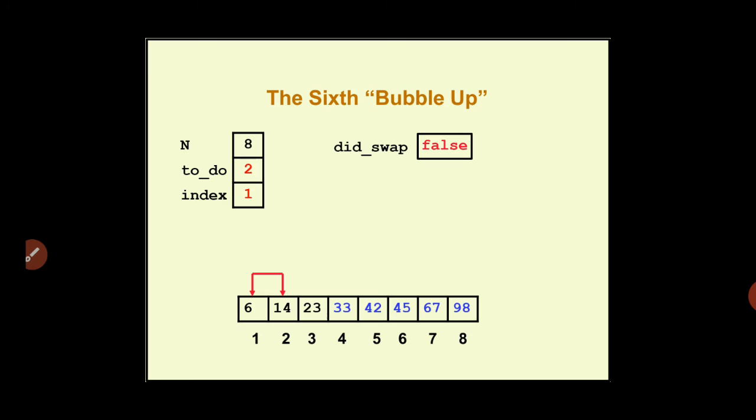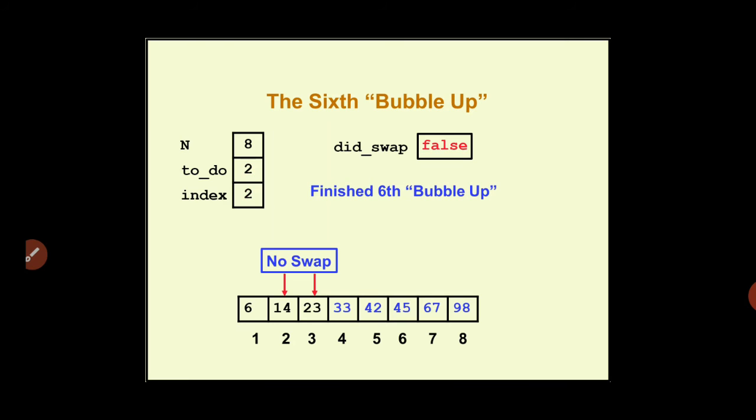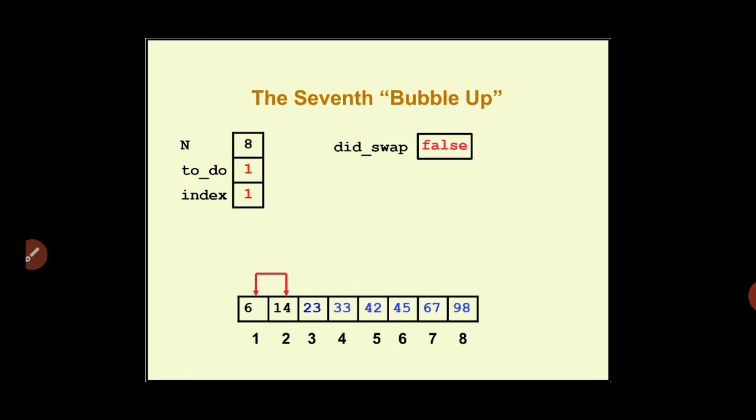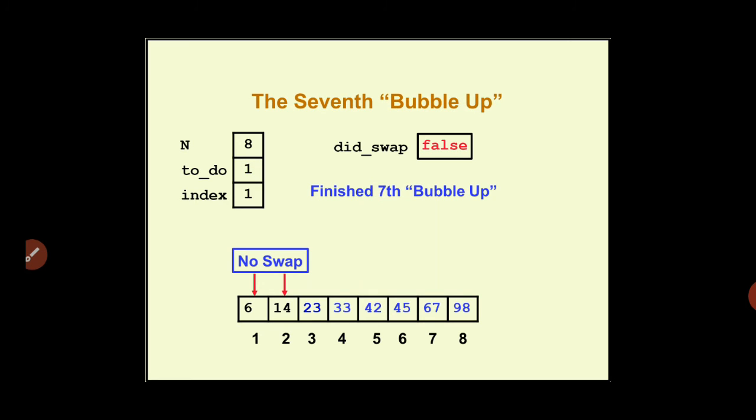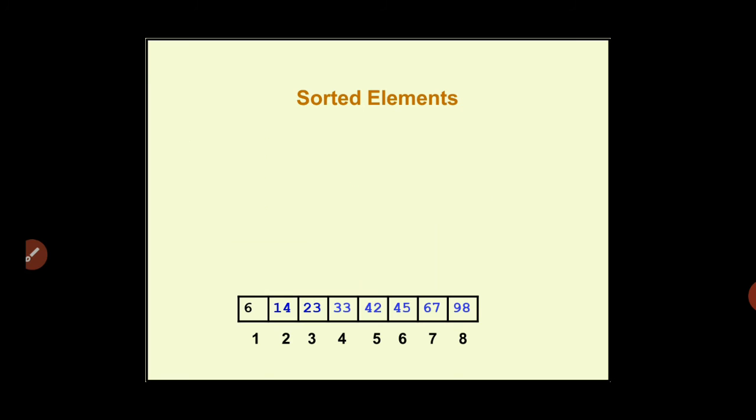So the next, sixth pass, is here. We have to discuss the sixth pass here. 6 and 14, the same condition, 14 is greater, so no swapping is called here. Then the sixth pass is for index number 2, 2 and 3 compare. This is no swap because 23 is greater than 14. Okay, and then the seventh pass, that means we have to compare just one next value, and then we show that there is no swap.